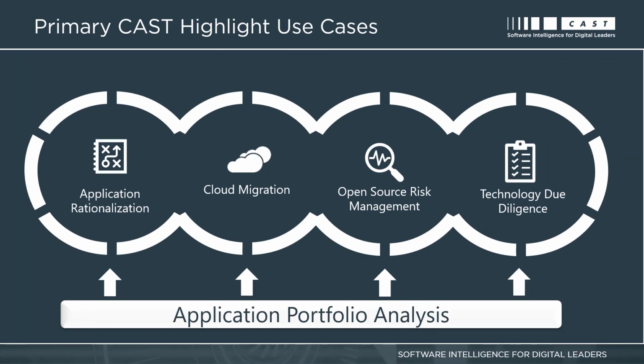The four key use cases supported by Cast Highlight include application rationalization, or identifying opportunities across a portfolio for retirement or consolidation or investment. Cloud migration, or segmenting and prioritizing applications across a portfolio for modernization and migration to cloud. Open source risk management, or performing software composition analysis to identify risks associated with the use of open source software, such as vulnerabilities or IP licensing risks. And finally, technology due diligence, especially in scenarios such as a merger or an acquisition.